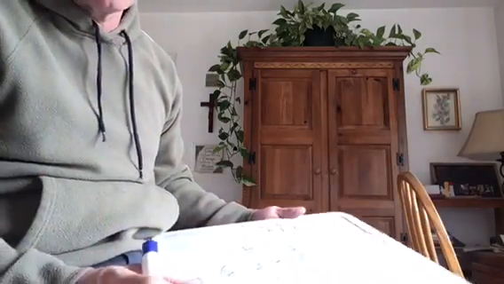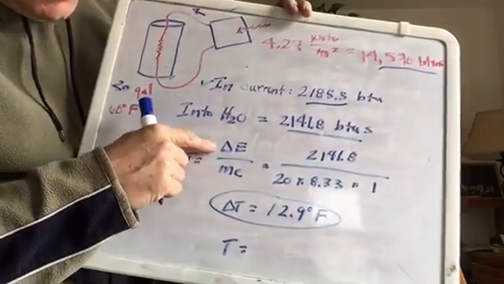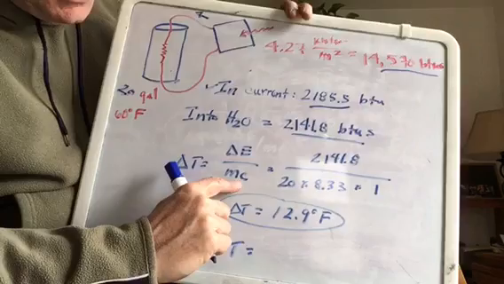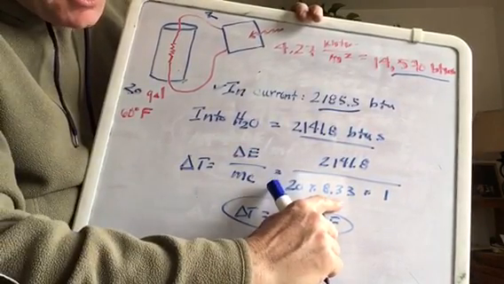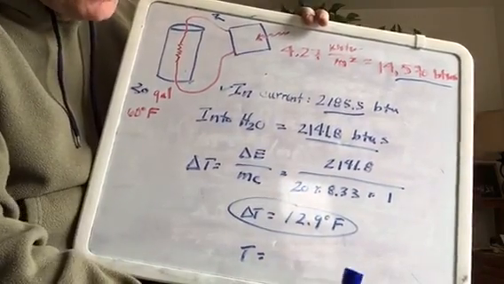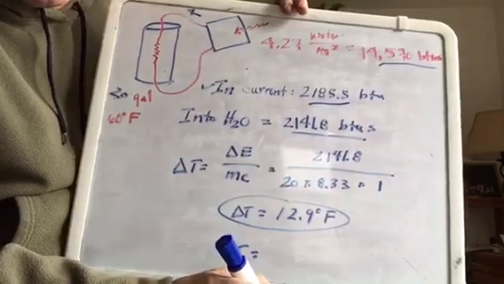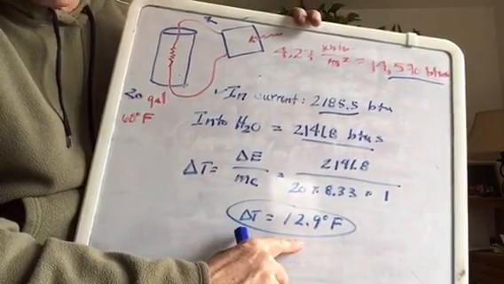Okay, not so good is what I got. I got that water doesn't warm up very much. So the delta T is the energy that goes into the water divided by the product of the water's mass and its specific heat. 20 gallons at 8.33 pounds per gallon is 20 times 8.33, so that's going to be 170-ish pounds. The specific heat of water is 1 BTU per pound degree Fahrenheit. And so we work out that we get a delta T of 12.9 degrees Fahrenheit.